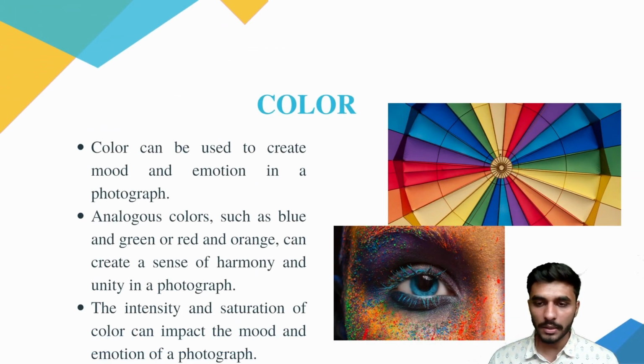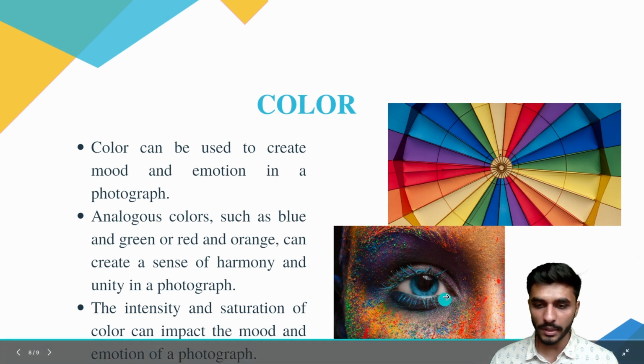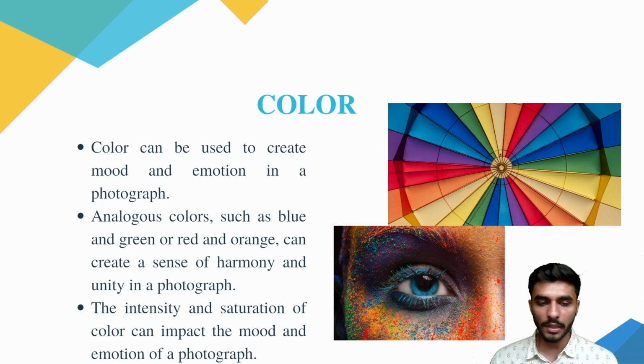The next principle is color. Color can be used to create mood and emotion in the photograph. Analogous colors such as blue, green, red, orange can create a sense of harmony and unity in the photography. The intensity and saturation of color can impact the mood and emotion of the photograph.